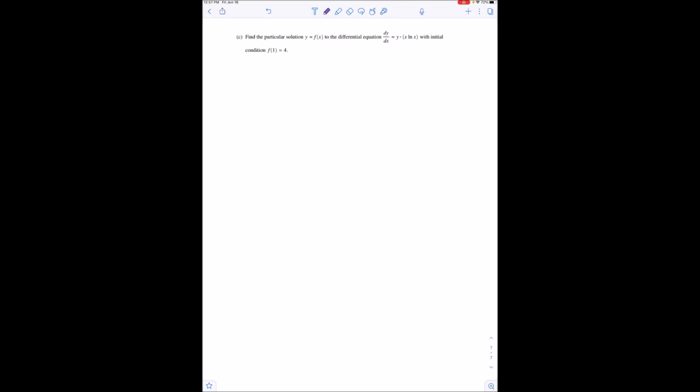Okay, last problem. Find the particular solution y equals f of x to the differential equation dy/dx equals y x ln x with initial condition f of 1 equals 4. So we're just solving the differential equation finally. Let's start by writing it again: dy/dx equals y x ln x. Let's move some stuff around.